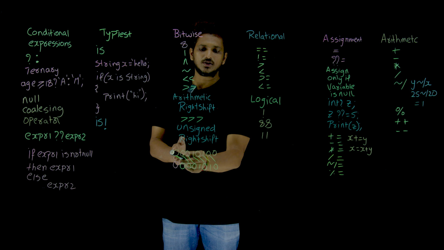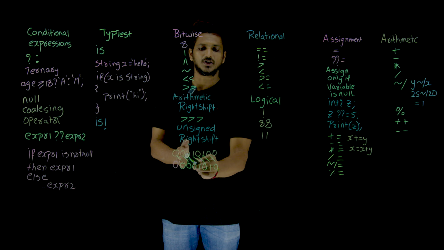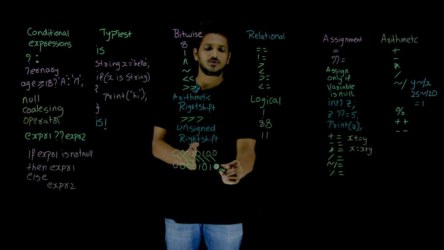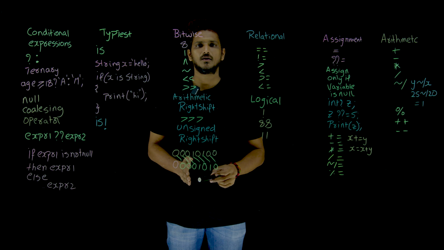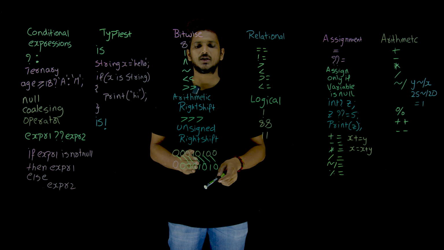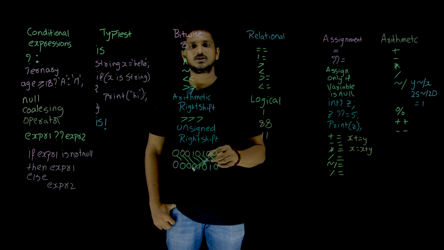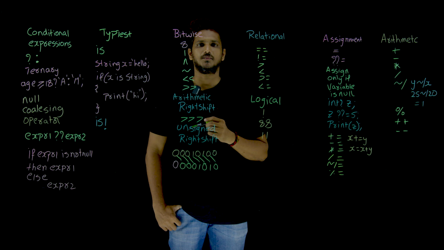And the actual bits are shifted to the next position. This 0 is shifted to the next position, this 0, this 0, 1 is shifted, 0 is shifted, 1 is shifted, 0 is shifted. This last one is going to be going out. This is what unsigned right shift means. This is an extra operator which is present in Dart programming.